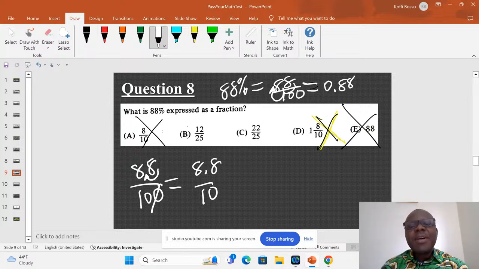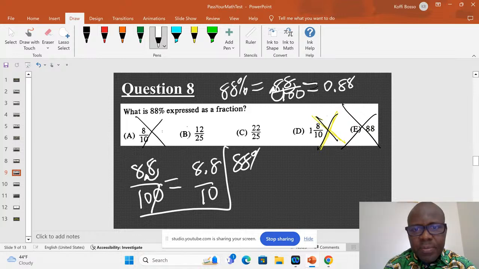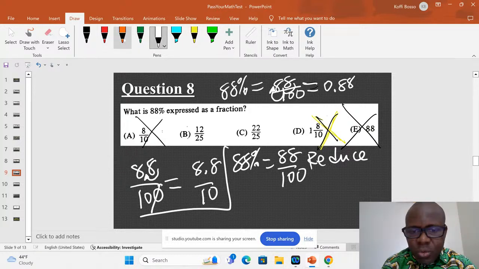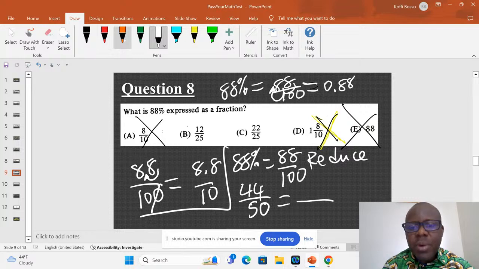Now, the simplest way to solve this problem is that after you write 88% as a fraction, which is 88 over 100, try to reduce. We can first of all reduce by 2. Step by step, if you divide by 2, you divide 88 by 2, you get 44. You divide 100 by 2, you get 50. We continue. We can reduce again. You divide 44 by 2, you get 22. You divide 50 by 2, you get 25.